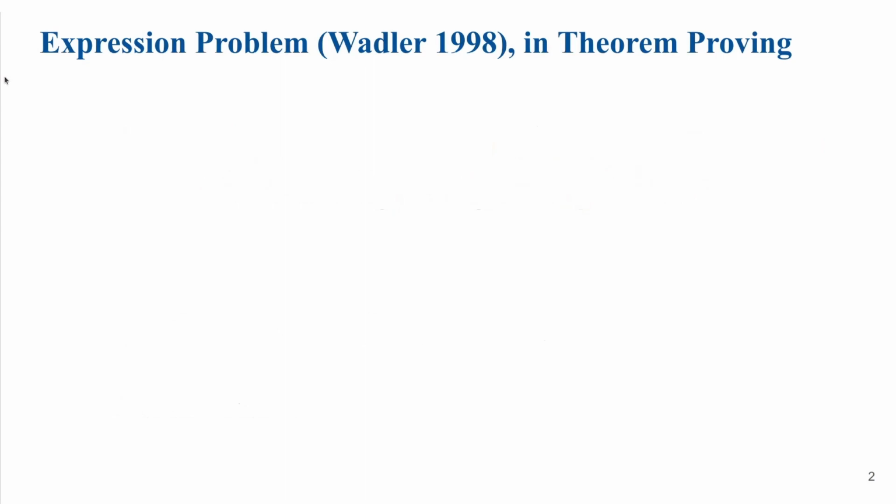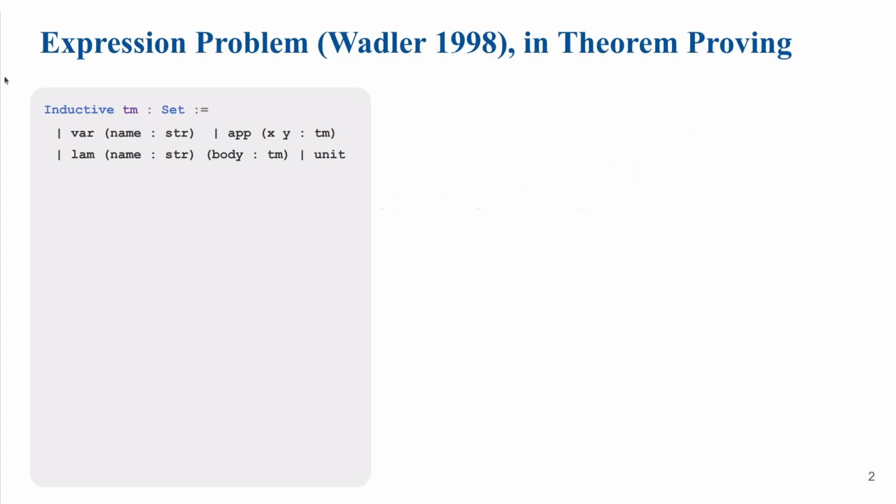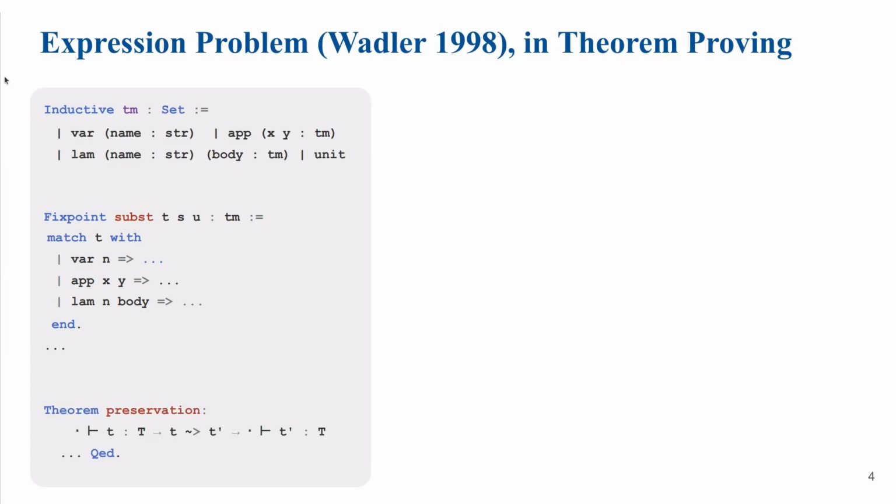The expression problem is a well-known and difficult problem to solve in language design. Say we now write an interpreter in Coq. We start with defining the abstract syntax of lambda calculus using an inductive type. Then we can write a substitution function for it using pattern matching. We can also establish other metatheoretic results.